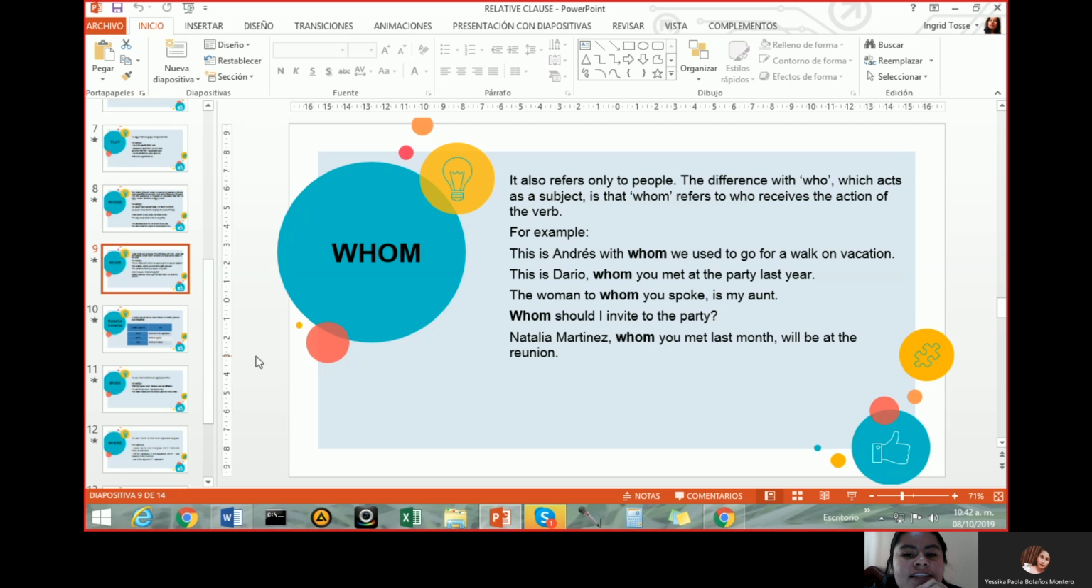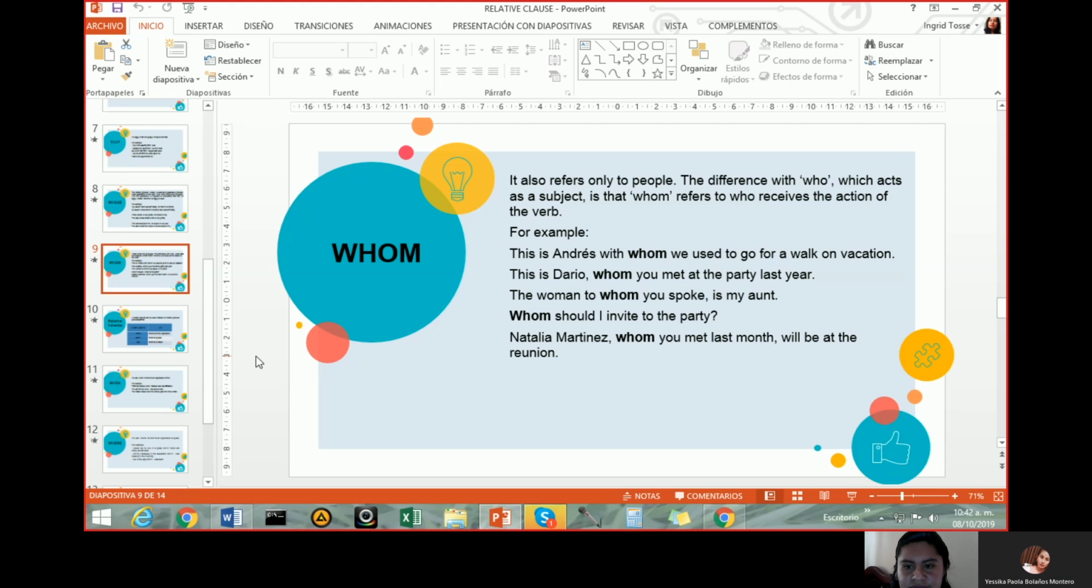Okay, now please translate this part. Este es Andrés, con quien yo solía pasear o ir a pasear en vacaciones. Yes, in this case we can apply that with whom, a quién. For this reason, you can use who, and in this part you apply whom. Okay? Es Andrés con a quién, no.